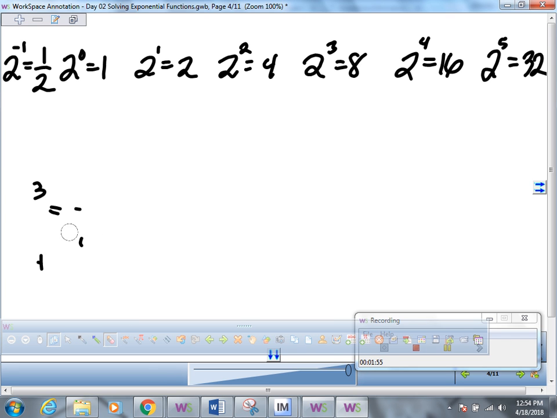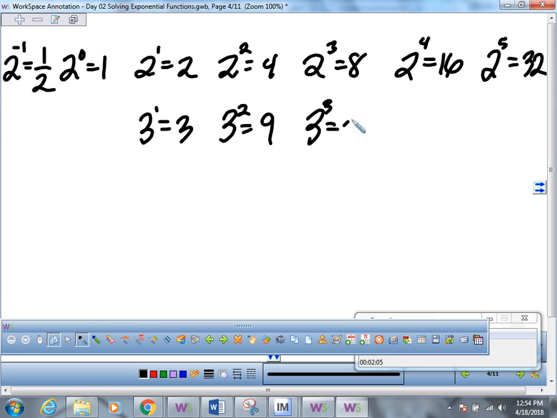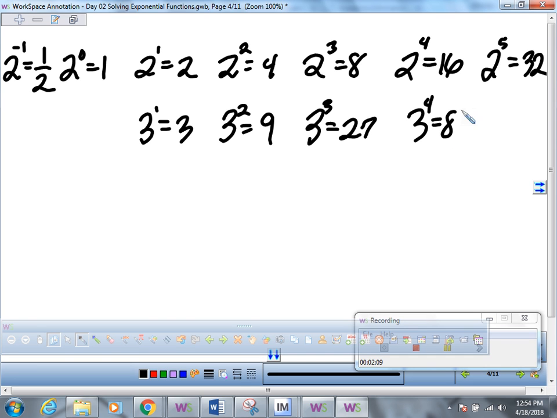All right, so we don't need that up here, but I am going to go through my 3's. So 3 to the 1 is 3. 3 squared is 9. 3 cubed is 27. 3 to the 4th is 81, and you might see 3 to the 5th, which is 243.